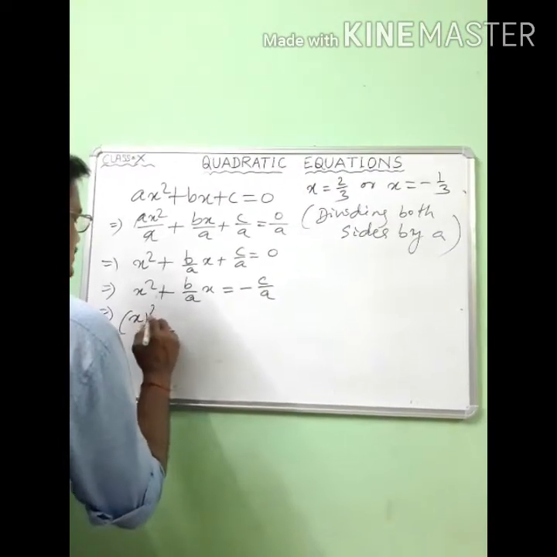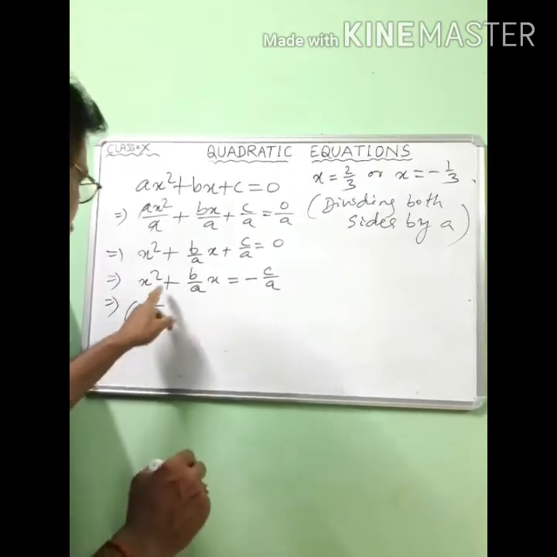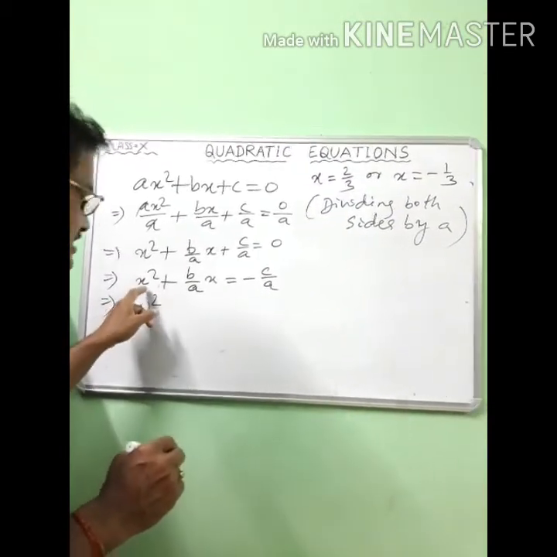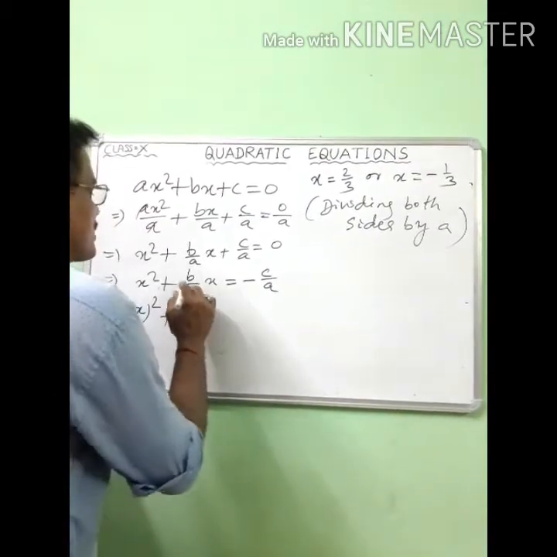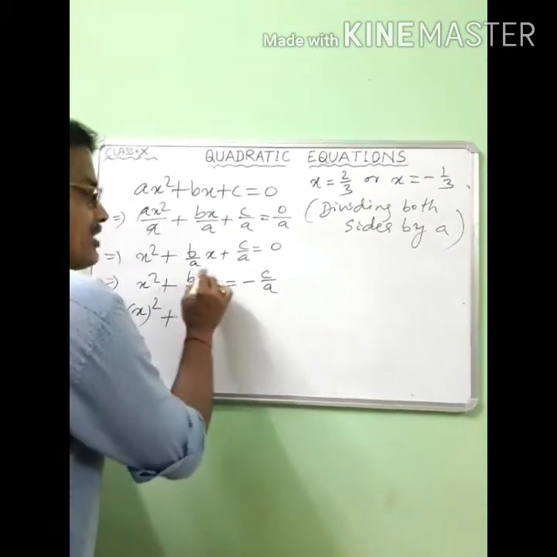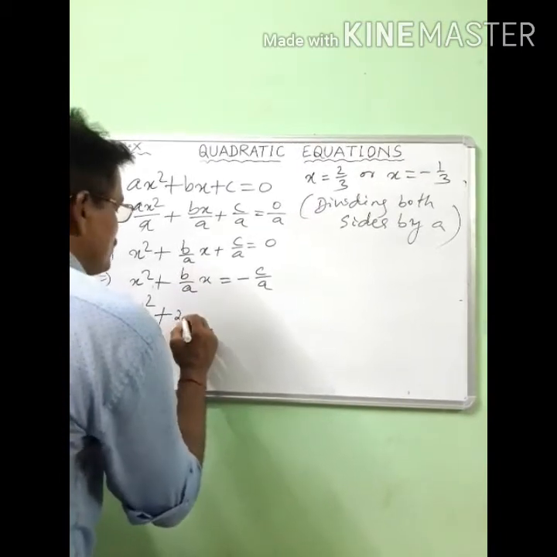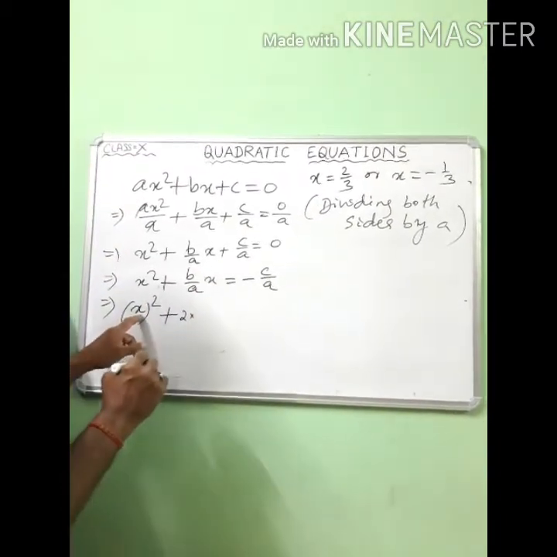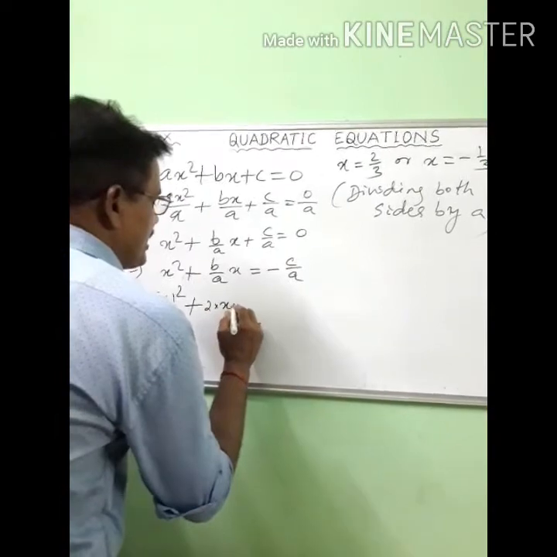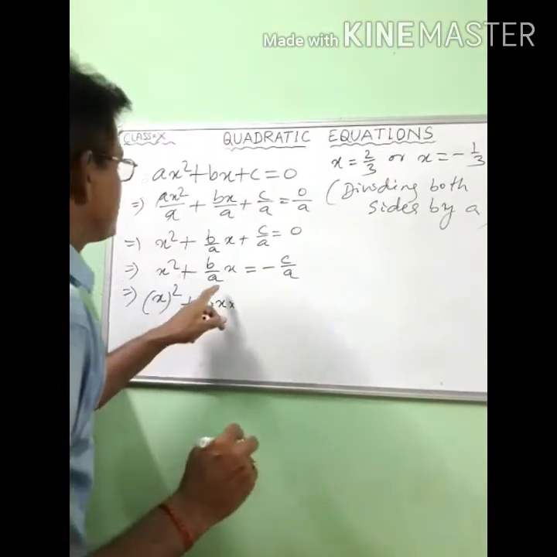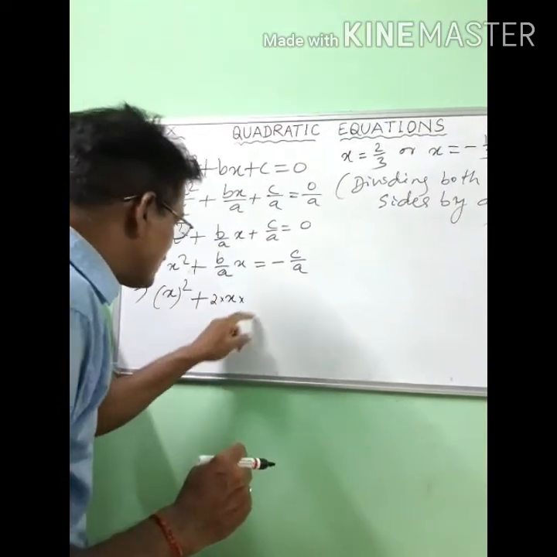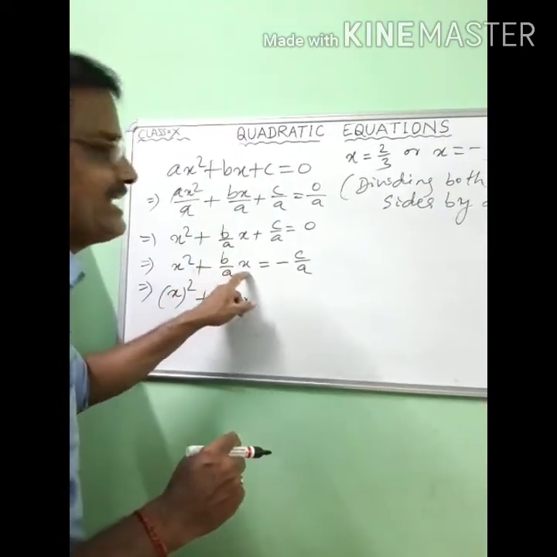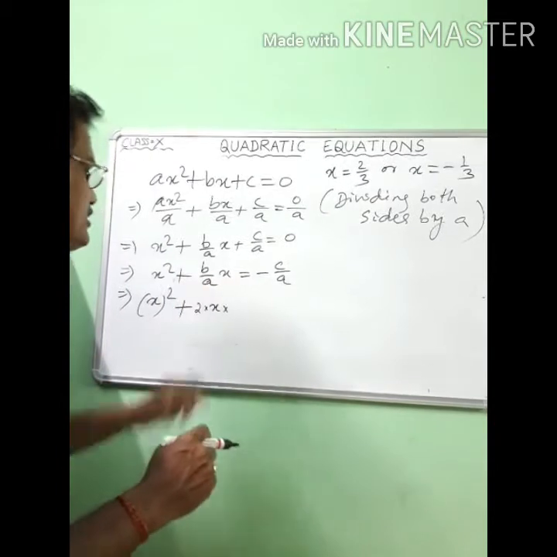x square, this is in the form of a square, so x square plus, convert this into the 2ab form. 2 into a means what? x 2a. So here b means write the value of b so that the result will be like this, b by a x.